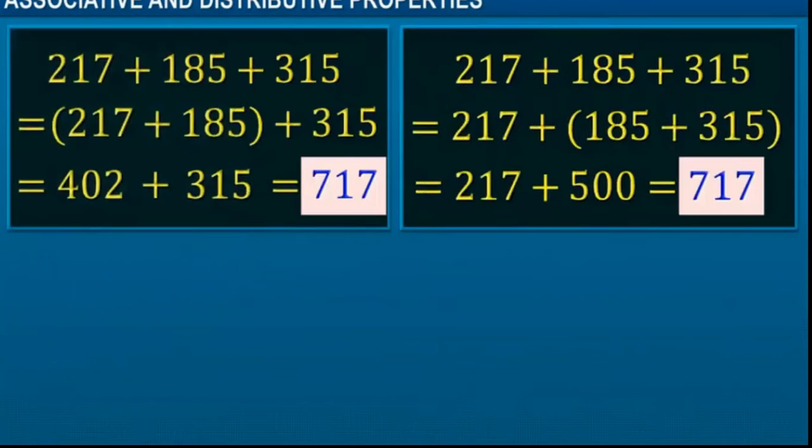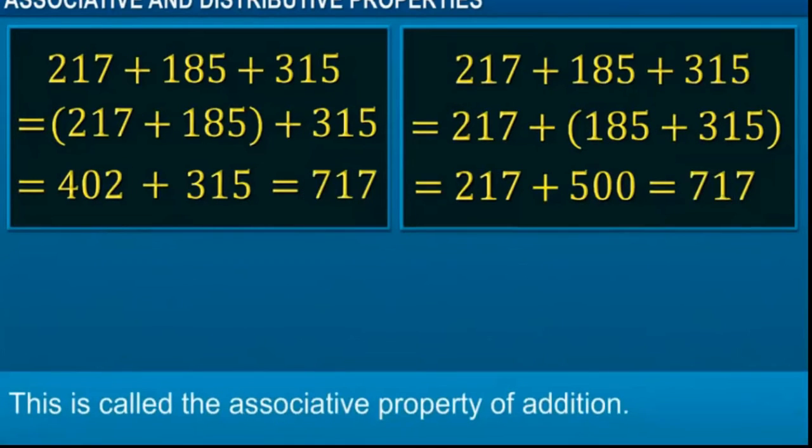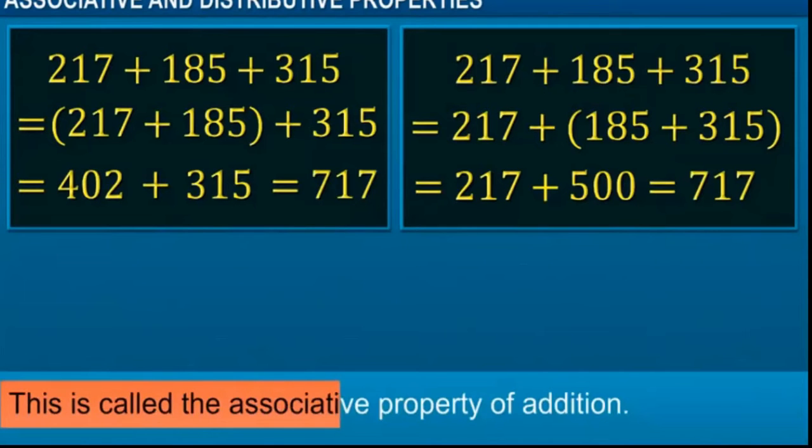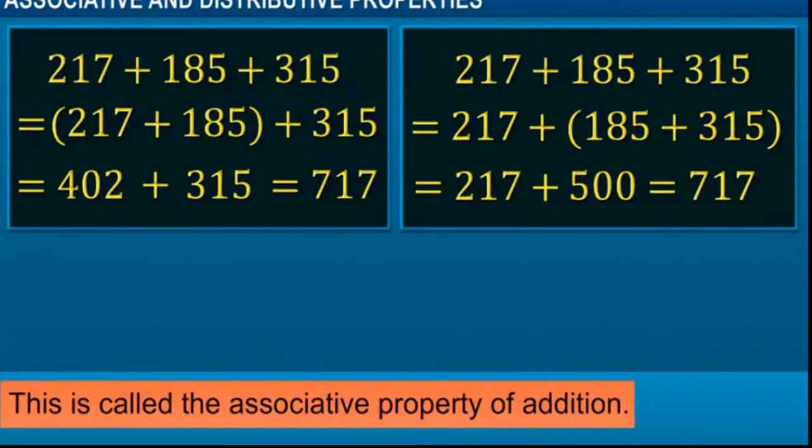In both cases, the sum obtained is the same. This means the sum of whole numbers remains the same no matter how the numbers are grouped while adding. This property of whole numbers is called the associative property of addition.